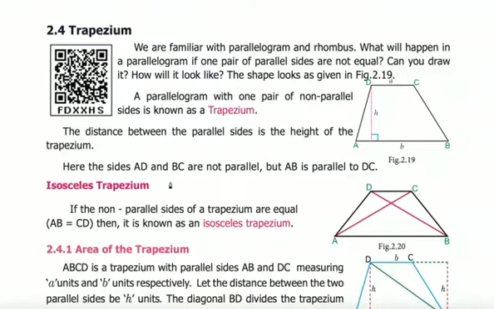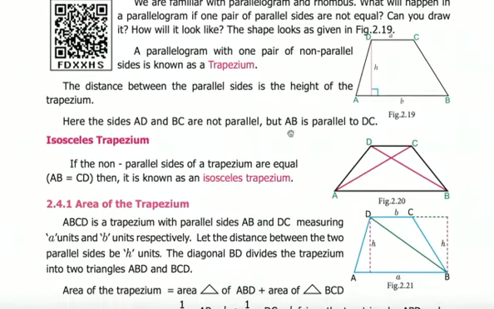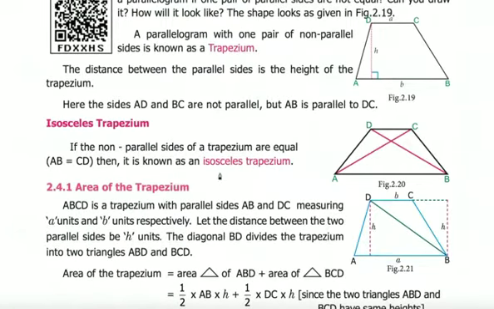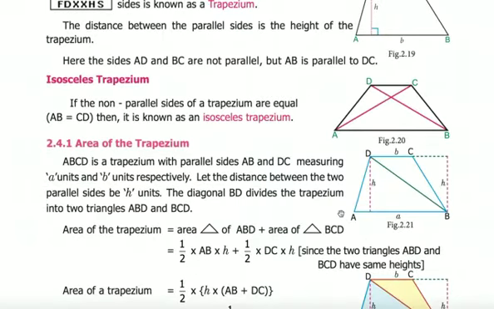Here, the sides AD and BC are not parallel, but AB and DC are parallel. Isosceles trapezium. If the non-parallel sides of a trapezium are equal, that is AD equal to BC, then it is known as an isosceles trapezium. These two non-parallel sides are equal.